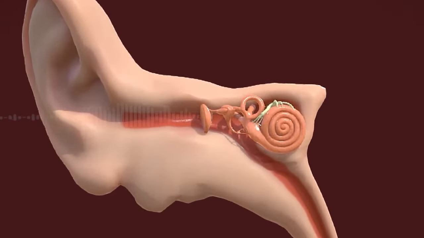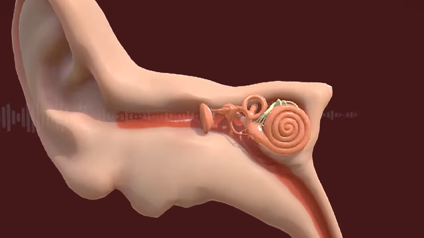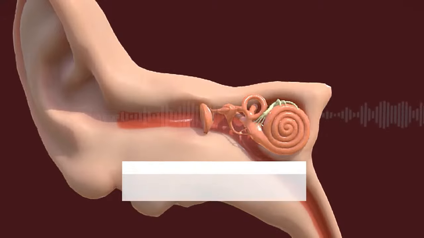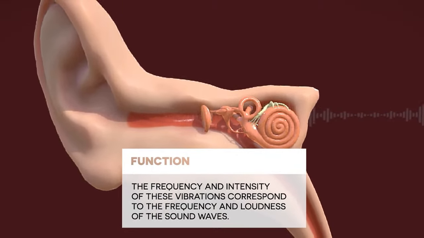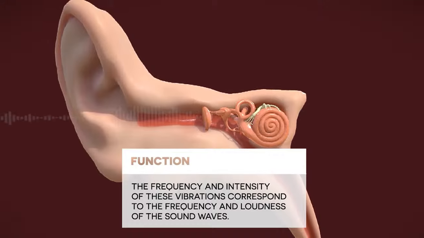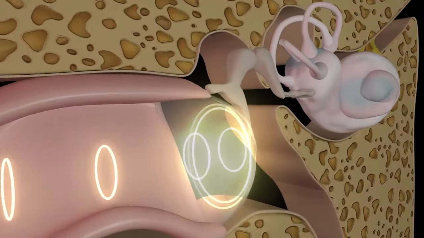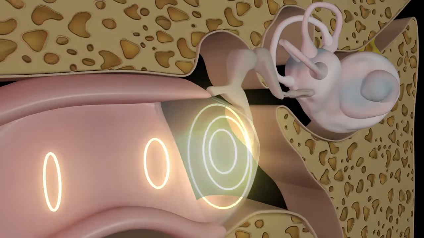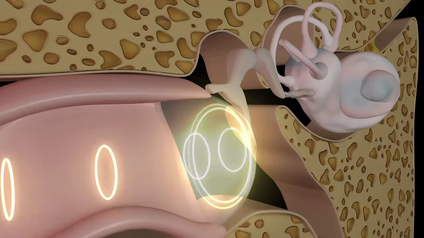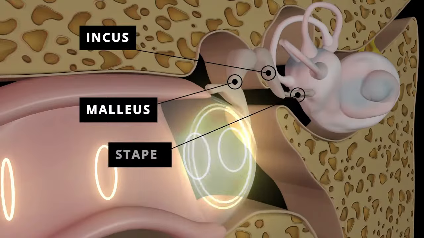When sound waves enter the ear canal, they strike the eardrum and cause it to vibrate. The frequency and intensity of these vibrations correspond to the frequency and loudness of the sound waves. These vibrations are then transmitted to the 3 small bones, ossicles, in the middle ear: the malleus, incus, and stapes.